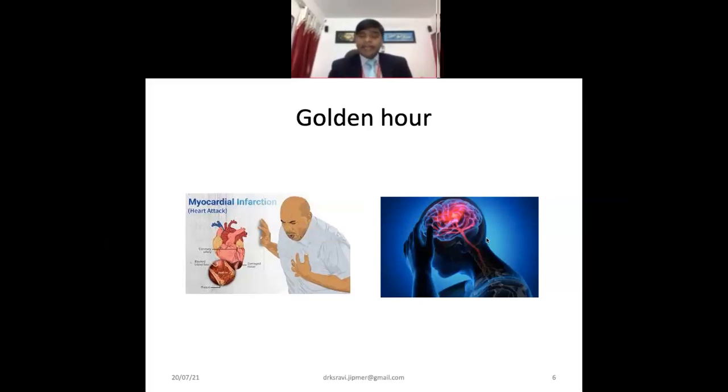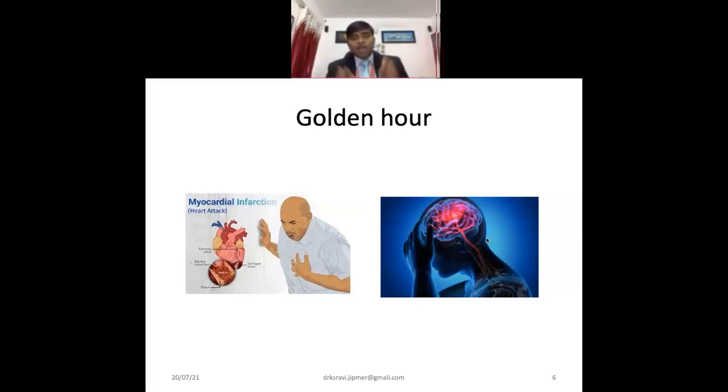I wanted to say that if you see this thrombosis, or the embolism or the hemorrhage, these are the third most common cause of death. And whatever the neurological deficits are, that depends on the site of the lesion. Until we know the site of the lesion, we cannot give the management or the treatment. So the site of the lesion is important.